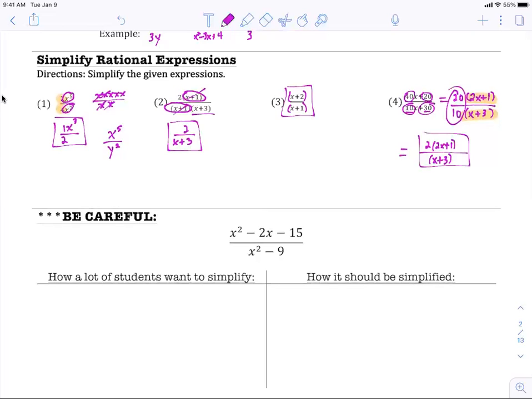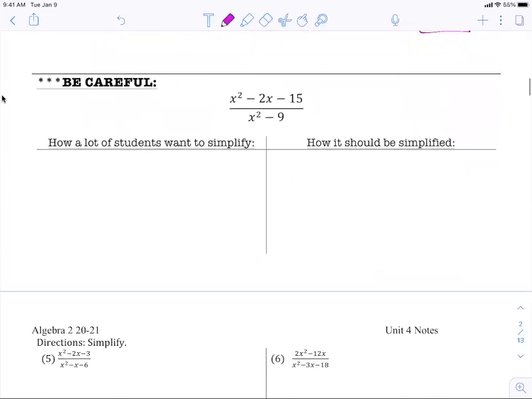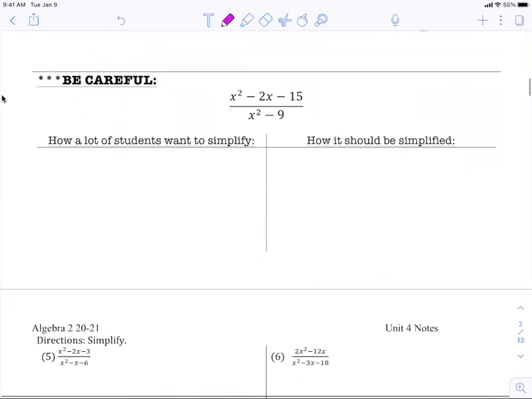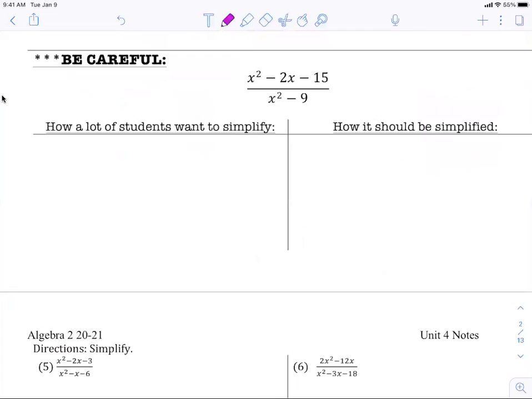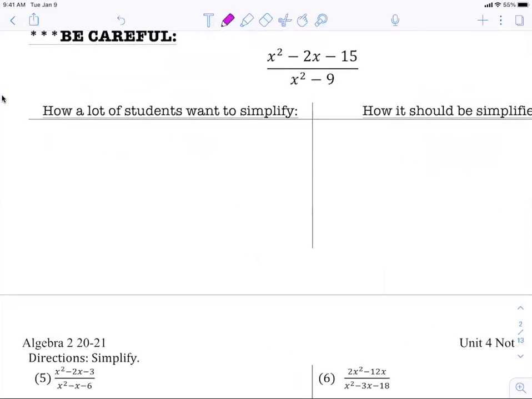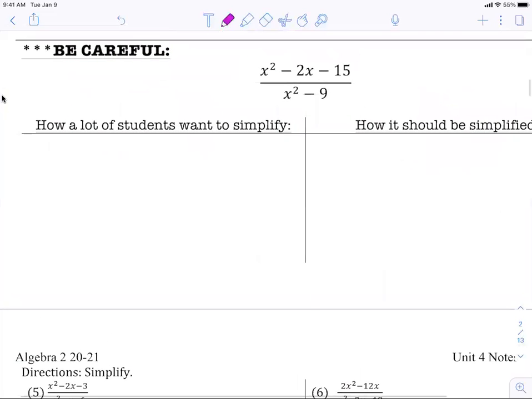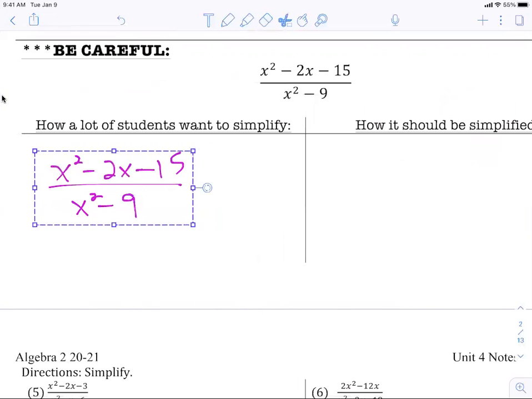Now, what we just talked about leads into this next step. And this is usually where, in this unit, this is the most missed thing that I see. Because this problem right here seems kind of self-explanatory, to be honest. A lot of students look at this, and when they see this x squared minus 2x minus 15, all being divided by x squared minus 9, a lot of students want to simplify this in one specific way.